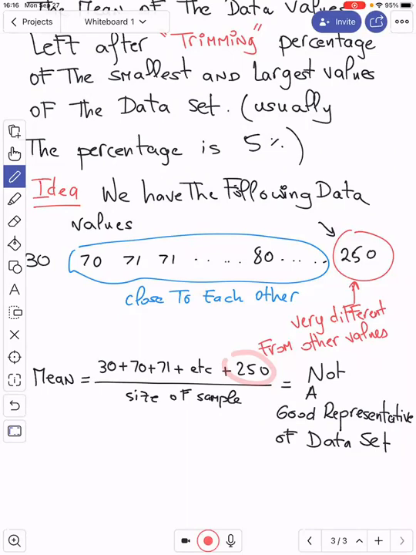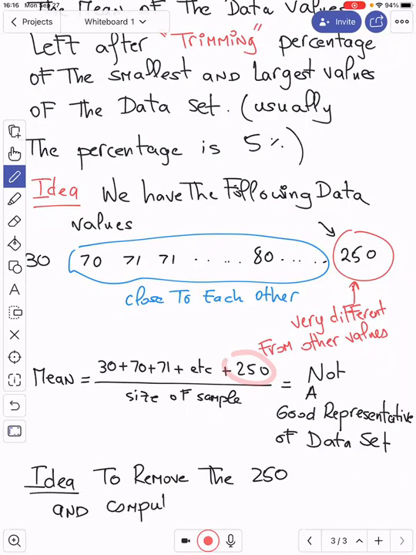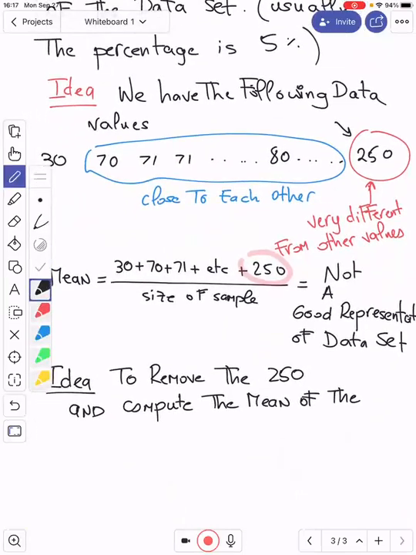So the idea is now to remove the 250, let's say, and compute the mean of the new data set, the mean of the data set left after removing the 250.